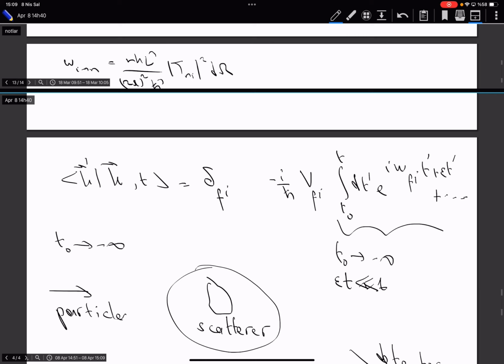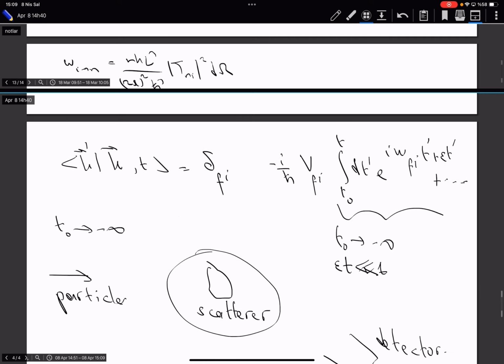And eventually, I'm also interested in sending t goes to infinity. But if I want to take this limit, I have to first set epsilon goes to 0. So that's the order of how I will be taking the limit. First I will make my computation as a function of time. Then I will take the limit epsilon goes to 0. Then I will take the limit t goes to infinity.